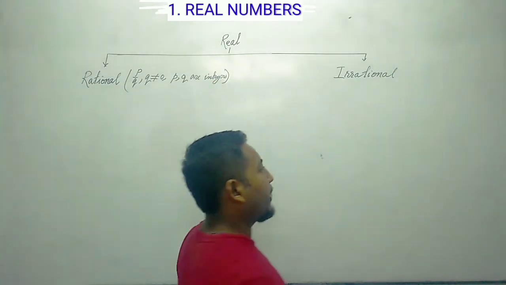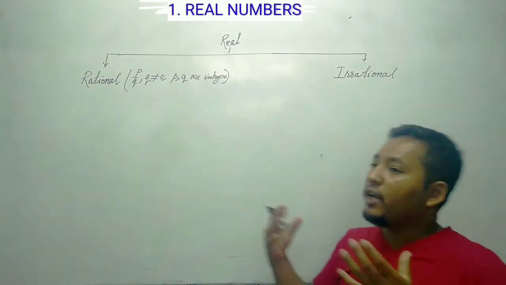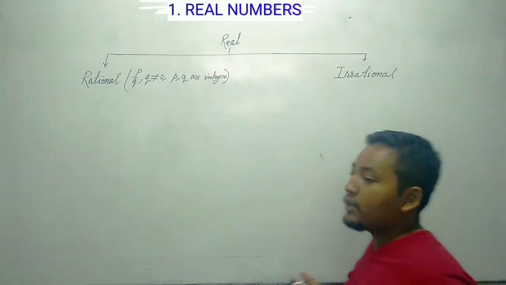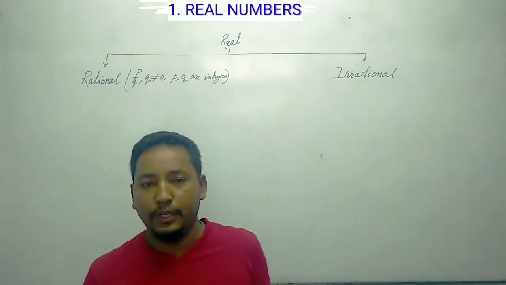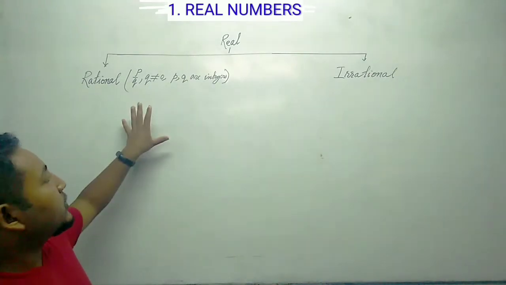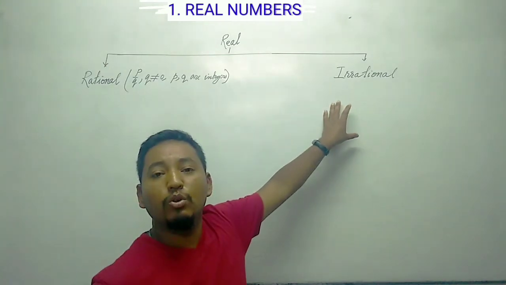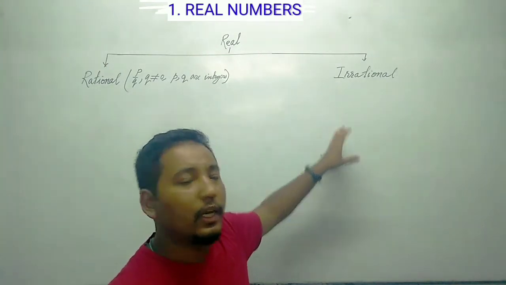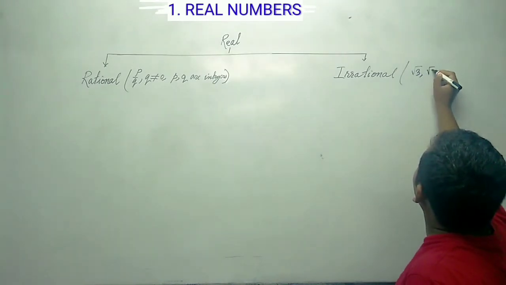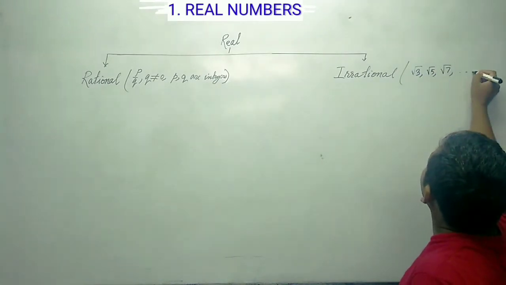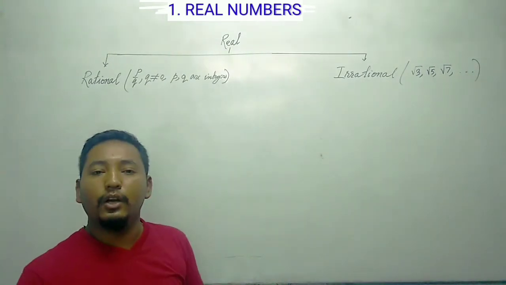Now what are irrational numbers? Any number which will not give you a rational answer, that is an irrational number. I can give you one example in terms of terminating and non-terminating. Rational numbers are those numbers which are terminating decimals, and irrational numbers are those numbers which are non-terminating decimals. I will give you an example: root 3, root 5, root 7, and so on. So these are some types of irrational numbers.